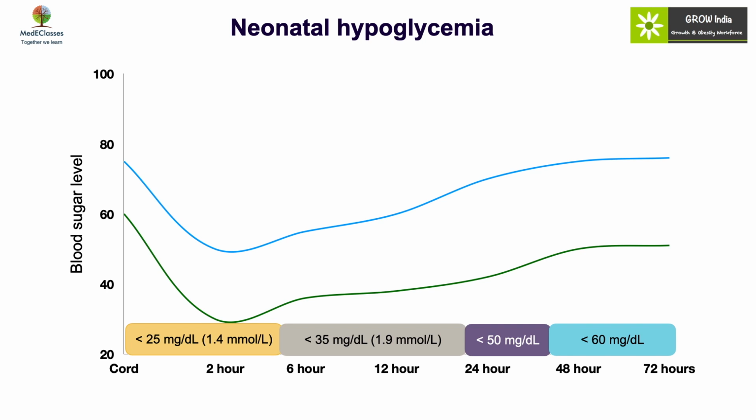So they should be above 50 in the first 24 hours, above 60 milligrams per dL between 24 to 48 hours. And if somebody is actually at risk of developing hypoglycemia, we are talking about even higher levels, beyond 70.